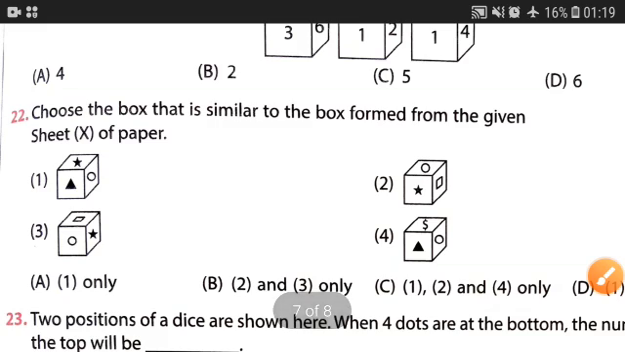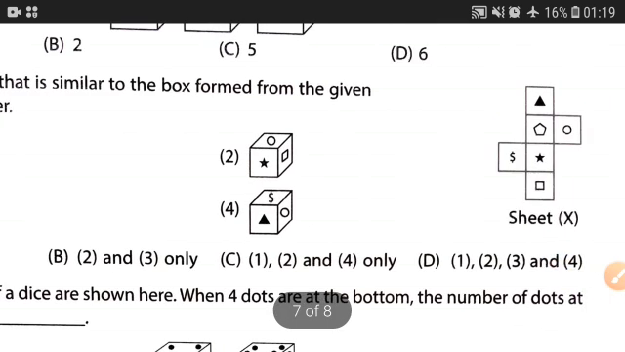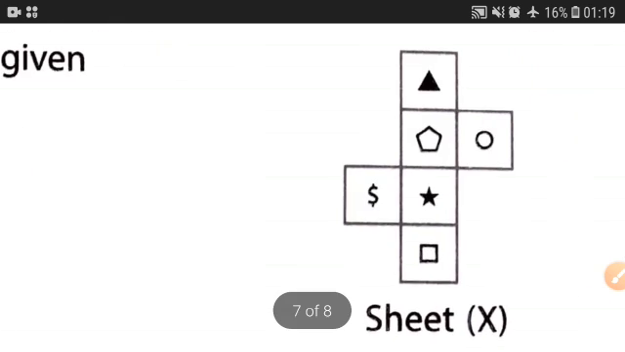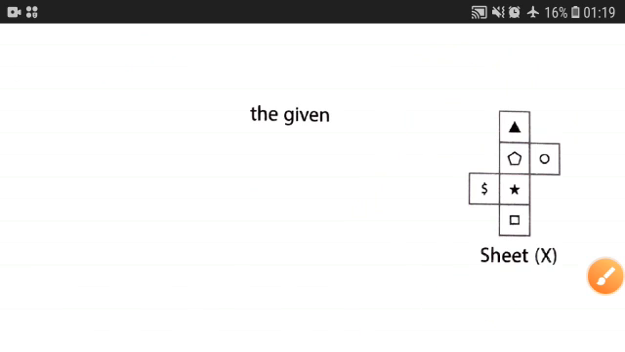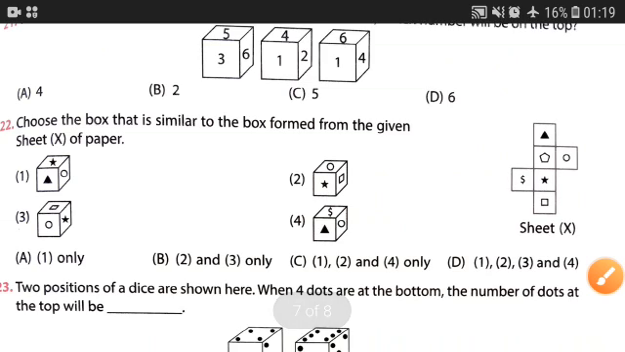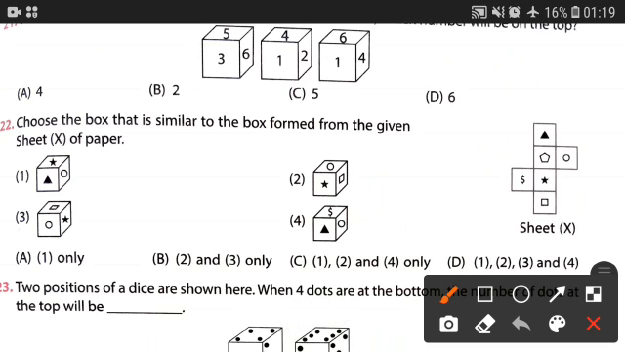Now question number 22: choose the box that is similar to the box formed from the given sheet X of paper. So this is the sheet given. When we fold it, it will form a box. So we have to find which will be the box of the sheet. So here let me make the opposite ones so that it will be easy to find.